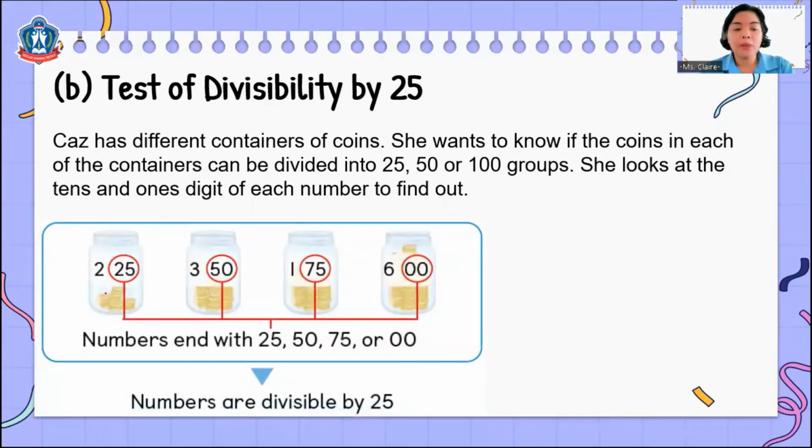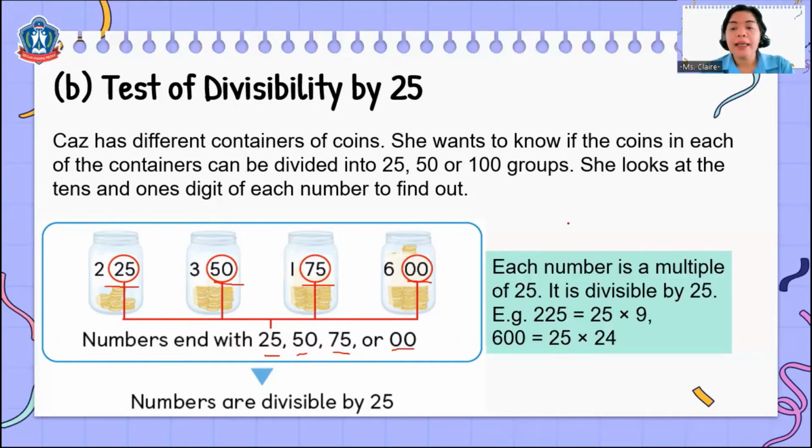So we have 225, it ends with 25. 350, it ends with 50. 175 ends with 75. 600 ends with double zero. Numbers that end with 25, 50, 75, or double zeros are divisible by 25. So take note, each number is also a multiple of 25. So numbers that are multiples of 25 are also divisible by 25.